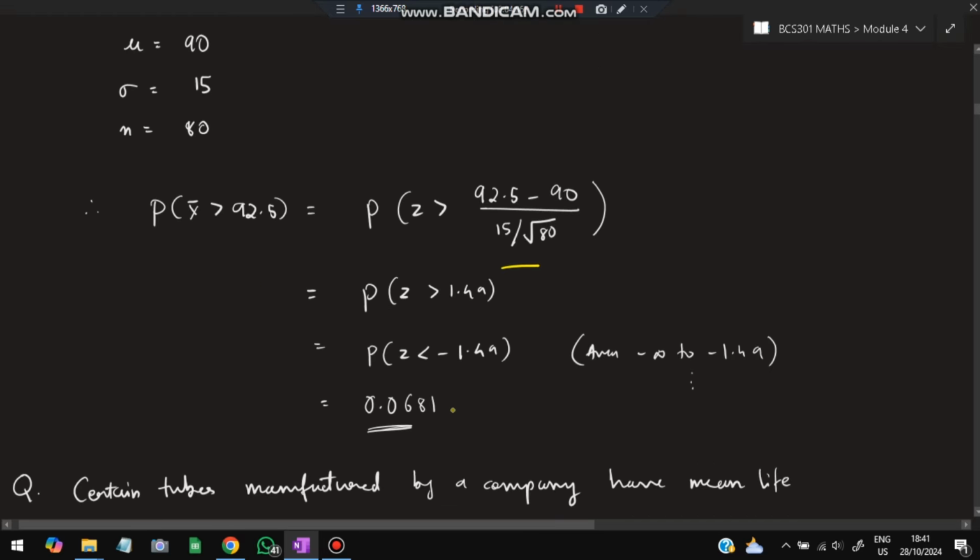Substitute the values here and you'll get an answer, 0.0681. This is similarly how we did in the previous question. Similarly here also we will be doing the same thing. You have to refer to the A table and calculate as follows.